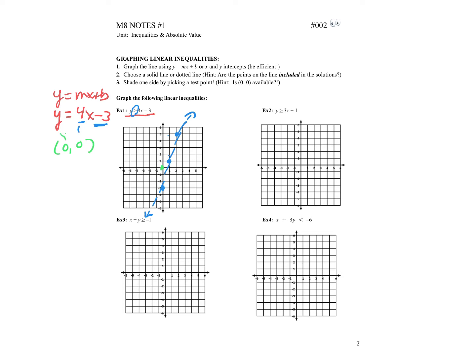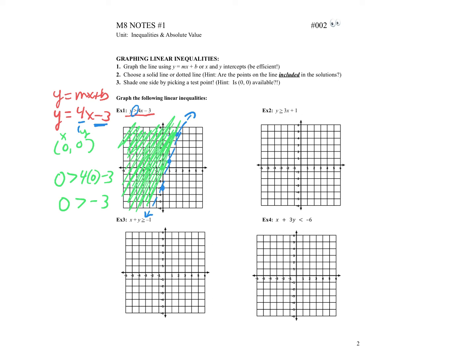So I'm plugging in. This is my x, this is my y. 0 is greater than 4 times 0 minus 3. So 0 is greater than negative 3. Is 0 greater than negative 3? Well, that statement is true. So you're going to shade the truth. Because (0, 0) is a solution, we're going to shade above because we're shading the truth.